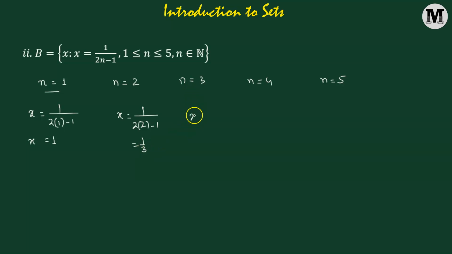So when we have n equals 3, x will be equal to 1/5. When n equals 4, x will be equal to 1/7, and when n equals 5, x will be equal to 1/9. So that means the set B, when expressed in its tabular form, we list out the elements 1, 1/3, 1/5, 1/7, and 1/9. So these are the values of x such that x meets the criterion that it's equal to 1 over 2n minus 1, where n is a natural number and its value lies between 1 and 5 with the extreme values included. Let's go to the third problem.